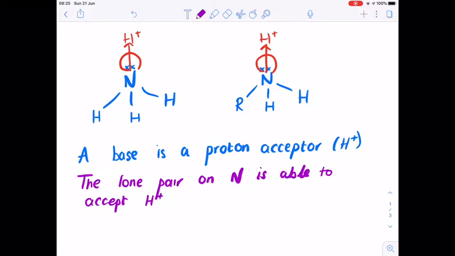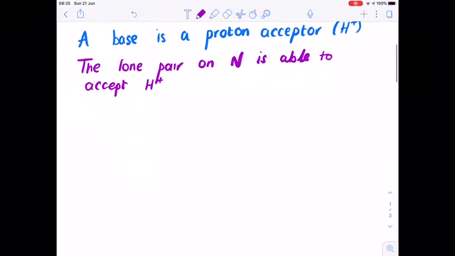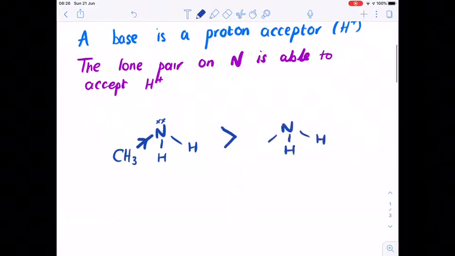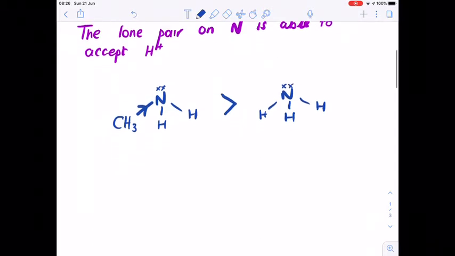So what sort of factors will affect that ability to accept a proton? Well, it will be how easily that lone pair can be donated, so how available that lone pair is. Now, if you're talking about a primary amine, what we know from our earlier studies is that alkyl groups have an electron donating effect. The positive inductive effect of alkyl groups is going to push electron density onto the nitrogen. That means that the lone pair is more electron dense. So one alkyl group is going to push electron density onto that nitrogen, and that would be a better base than ammonia with no alkyl groups, because ammonia doesn't have the positive inductive effect.